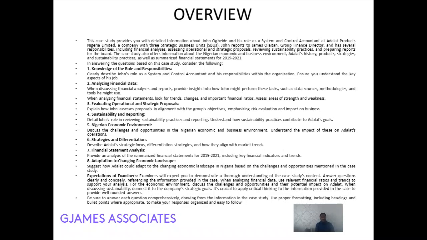By the way, the Nigerian economic environment was highlighted, and because they give you information about it, you could expect they are going to test your knowledge of it, right? So you must be able to discuss the challenges and opportunities that were presented in the case study, and your understanding of the impact of the challenges and the opportunities that Adalat has is important for you to discuss when answering.